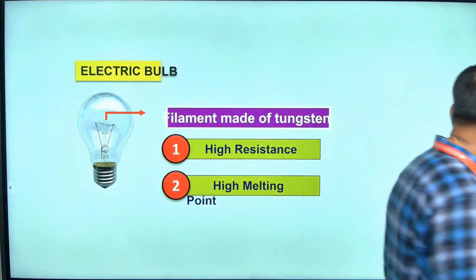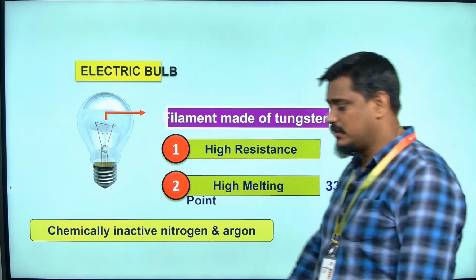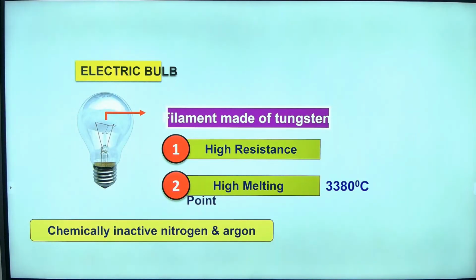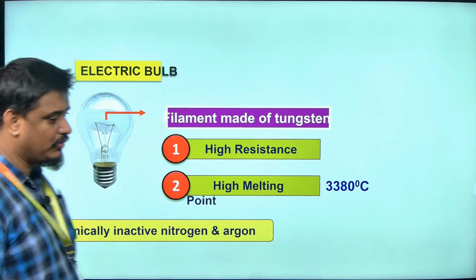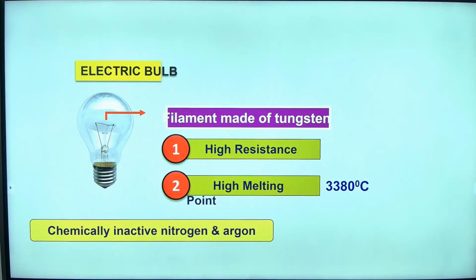And what gas do we use inside this? This is chemically inactive nitrogen and argon gas. This is the gas which is there inside the bulb, which glows up when the heating effect is provided. This is called the electric bulb. One of the famous applications, not being used now, but it was used once upon a time very vigorously. In every home, this bulb would be there.